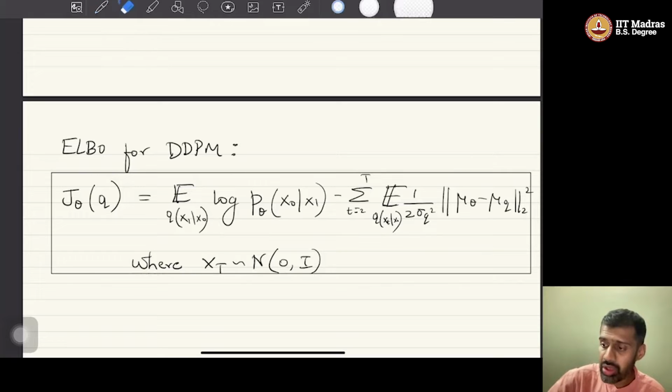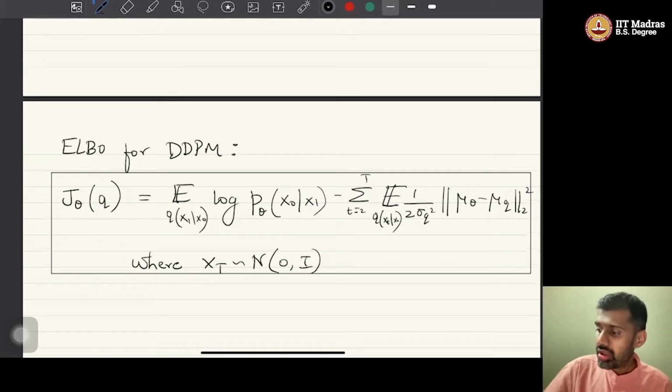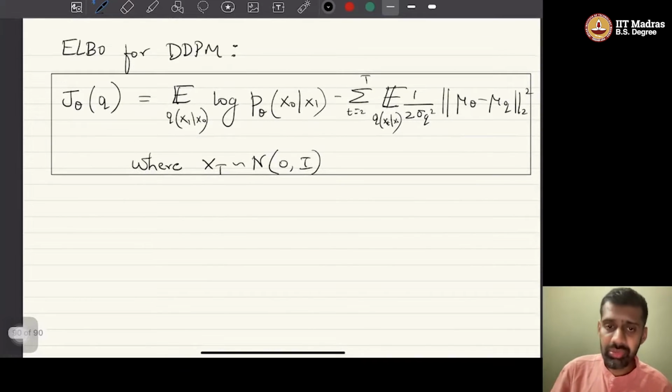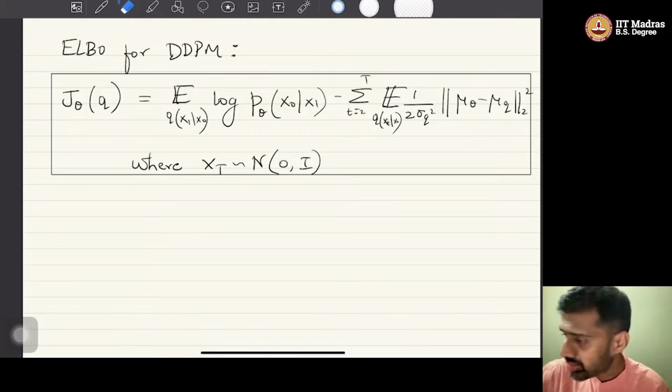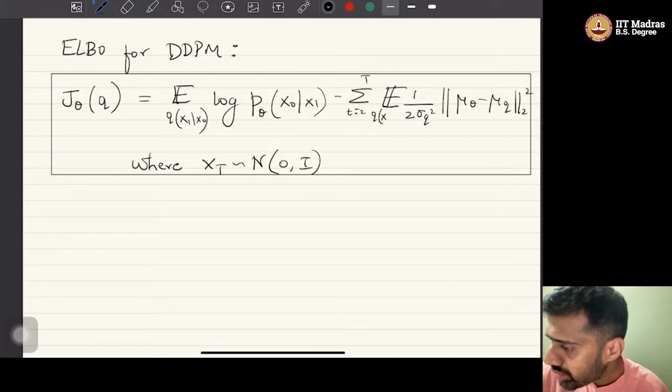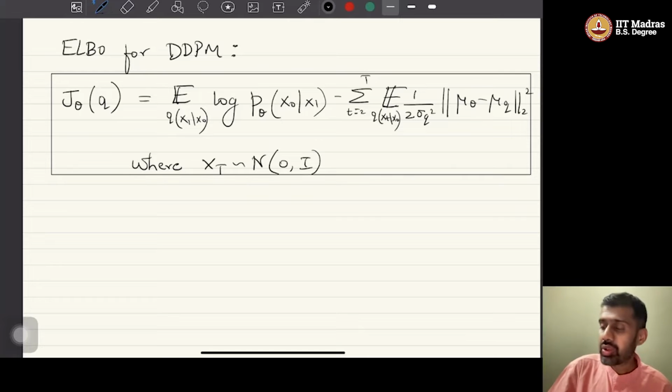This is what we are going to optimize in all the practical implementations, but we will simplify this a little further to have different kinds of forms that are easy to implement. Fundamentally, this is the expression that we are going to optimize. Okay, let us try to simplify this further. There are multiple forms for this ELBO. We will look at different kinds of expressions of this ELBO and see how this can be estimated and optimized in practice. So this is q of xt given x naught.